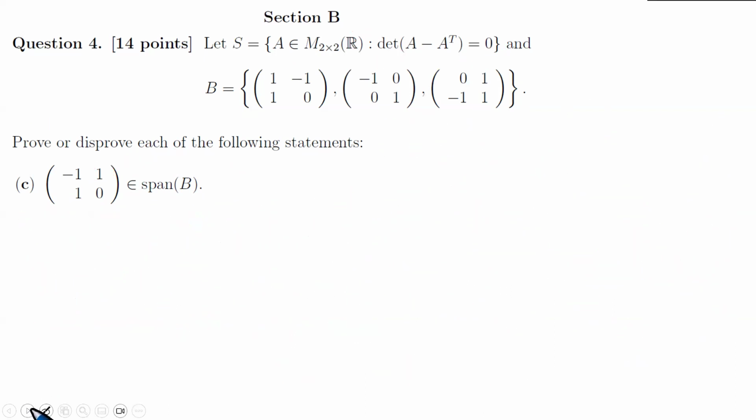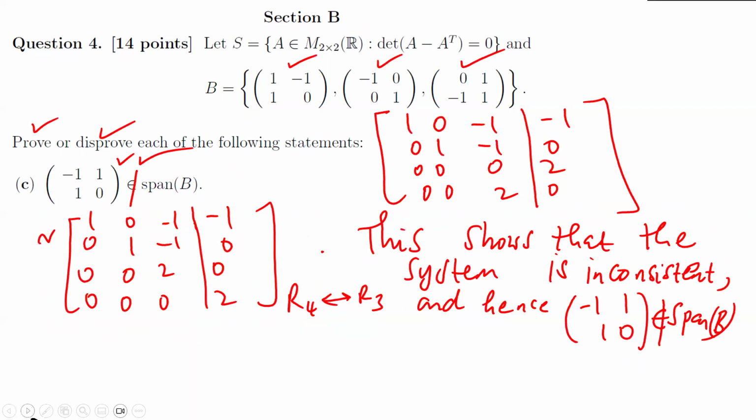Let's look at the next point. Oh, sorry. I also wanted to ask, if let's say we get that the matrix has infinitely many solutions, then does it mean it's part of the span? Okay, that's a good question. If it has infinitely many solutions, does it mean it is part of the span? Yes, it has to be part of the span.